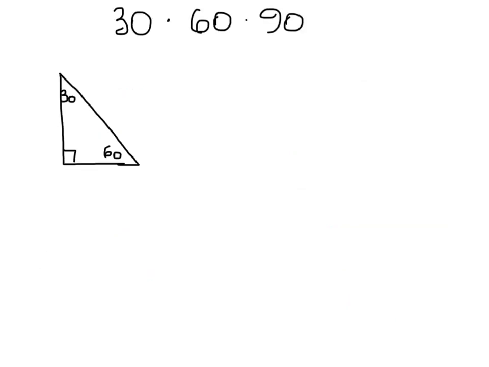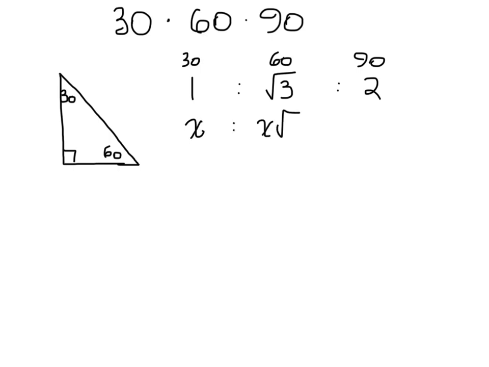The second special right triangle is a 30, 60, 90, and without going through the whole discovery that you probably did in geometry last year, these sides are in relation 1 to root 3 to 2, 30, 60, 90, or x to x root 3 to 2x. So this would be 1, this would be root 3, and this is 2. So let's take an example.